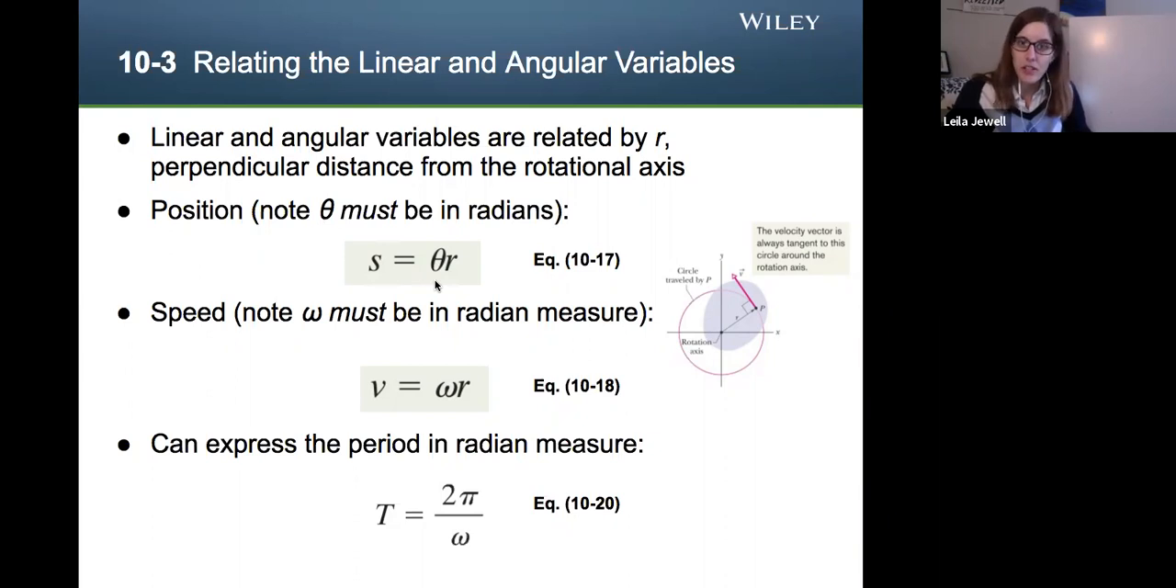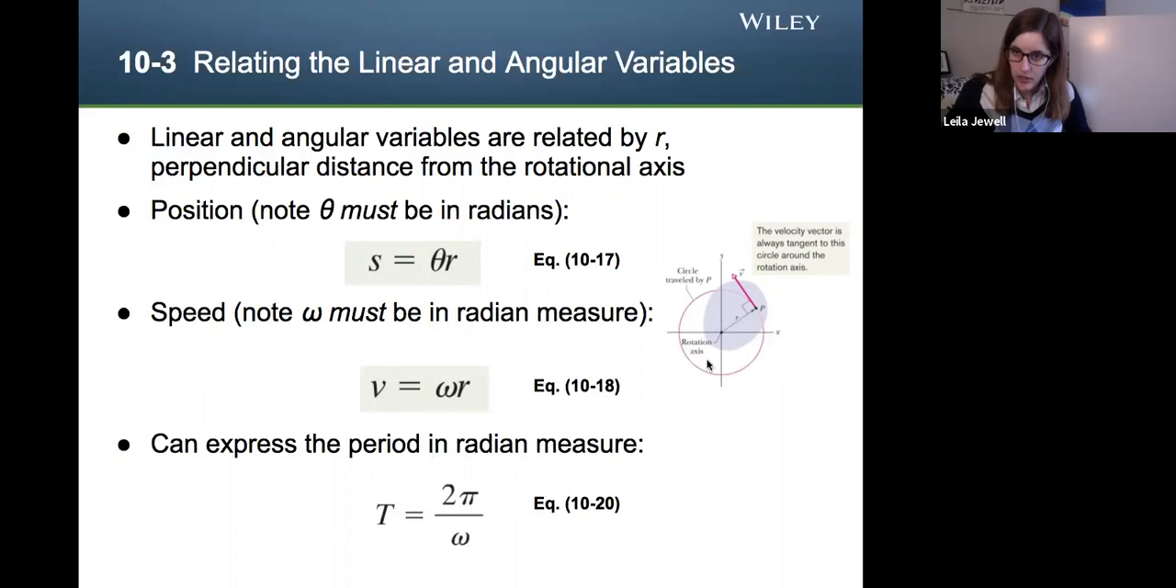Radians are our SI unit. So previously, our calculators were often in degrees. Here, you really need to make sure that they're in radians if you're doing these calculations. For the speed, once again, we need our angular variable in radian measure, but we take omega, our angular velocity, multiply by r, and we get our linear speed. So as long as we have omega in radians per second, then this will work out properly to give us our linear speed.